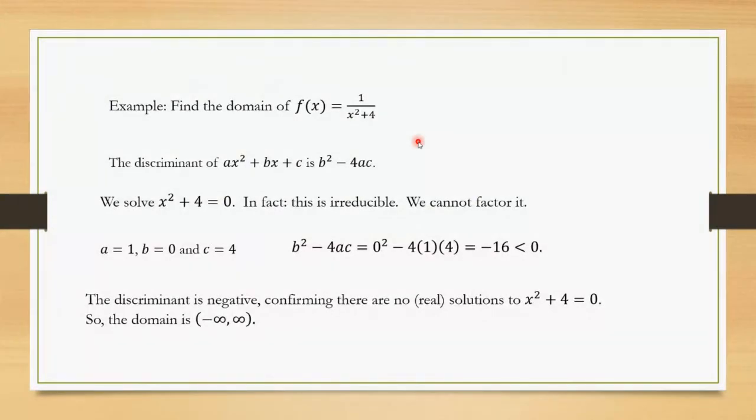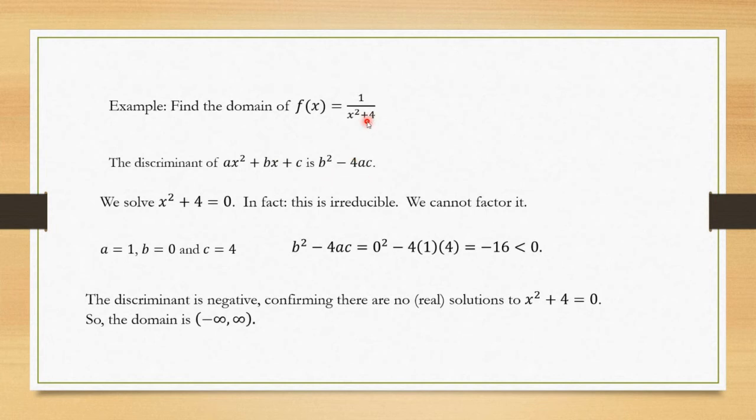Here's another one. In this case, we want to find the domain of this. Well, that denominator, we want to know when x squared plus 4 is 0. Now, you could dive right into the quadratic formula, but you can also do this. Recall the discriminant of a quadratic is this. It's basically the radicand, what's under the radical in the quadratic formula.